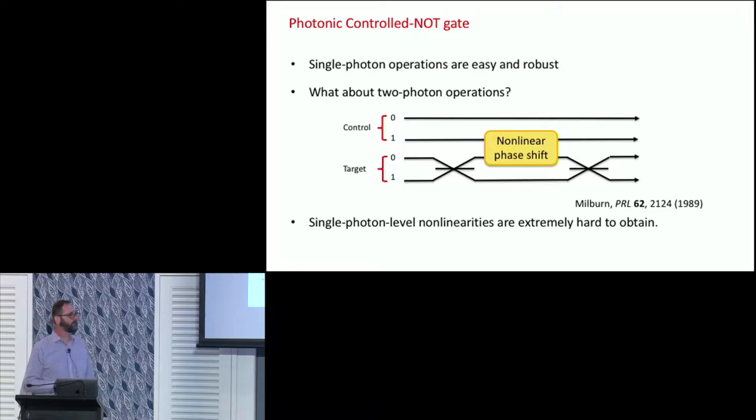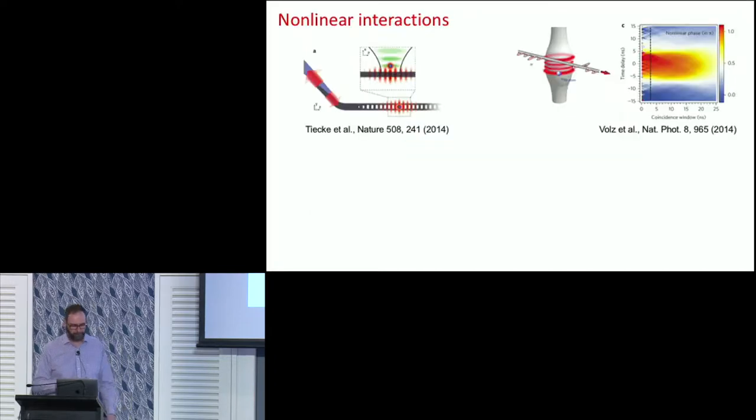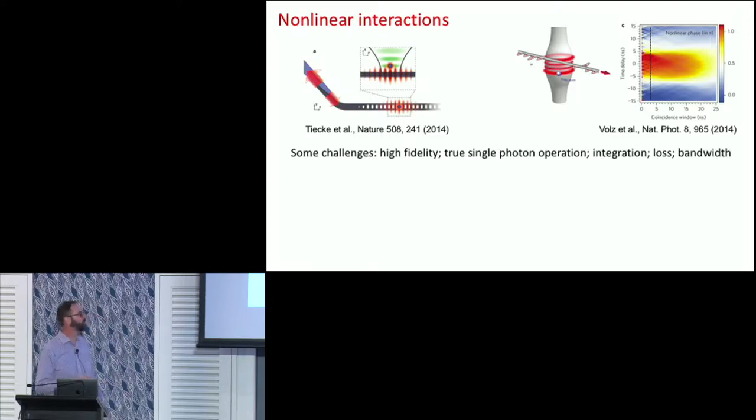Okay, but these single photon level nonlinearities are extremely hard to obtain. That's not to say that people are not working on this topic, and indeed, very strong Kerr nonlinearities are being achieved in resonant systems coupled with cavities. Here's a couple of examples. There's a lot of work going on around the world on it. But these sort of single resonant system kind of devices really have some outstanding challenges in order to become a robust long-term technology. One needs to see higher fidelity operation, true single photon operation, and then there are questions about integration, loss and bandwidth and so on. Perhaps solvable, but it's not straightforward.